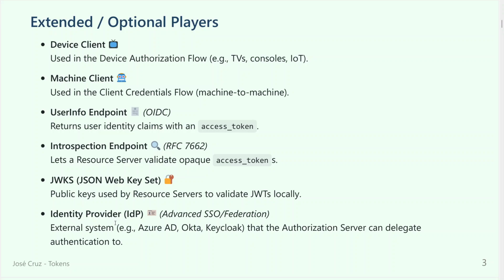And of course, the identity provider, it's an external system that the authorization server can delegate authentication to. I will not be talking in this video about this one, but these are scenarios when you have a federation in your company, you have multiple, probably, authorization servers working for different domains and things like that. So it's more complex, and usually it's called an identity provider.